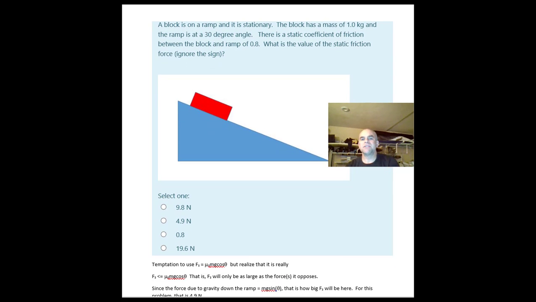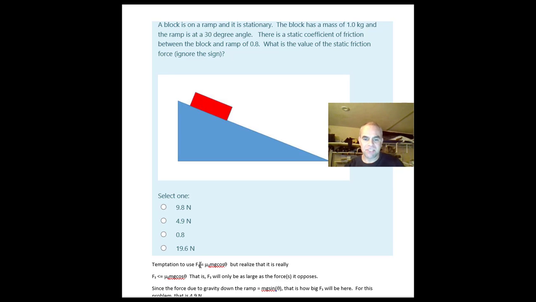So the second question here, a block is on a ramp and it is stationary. And there is friction acting. And what the question in this case is, what is the value of the static friction force? Now it's tempting to use the equation that you might have seen, that the force of static friction is equal to mu s mg cosine theta, but that's really the maximum force due to static friction. It's not actually just the force, that's the maximum force.